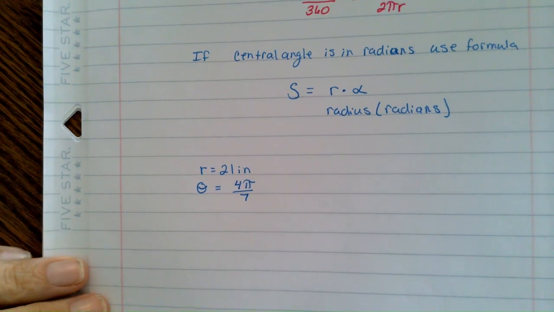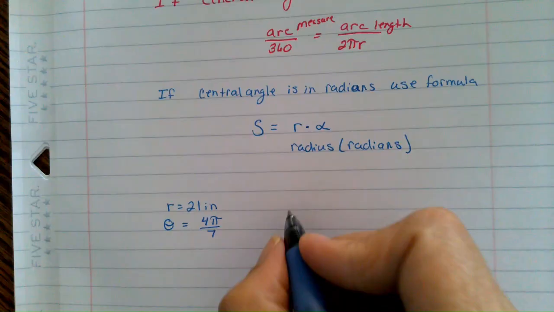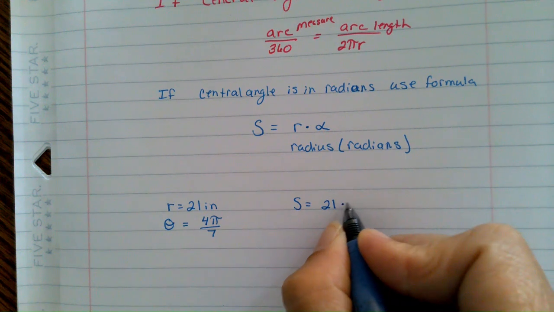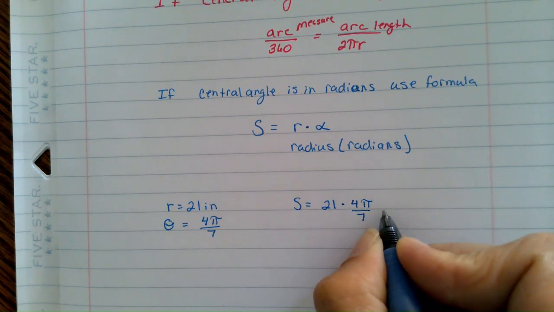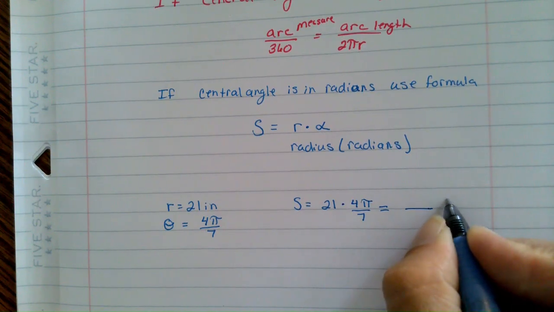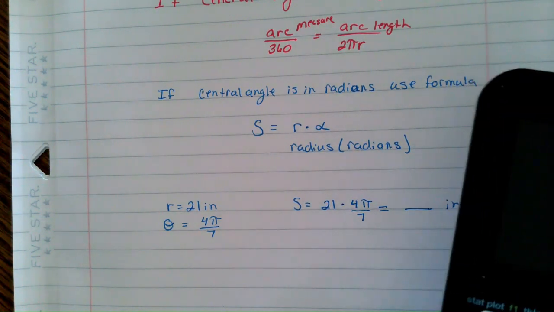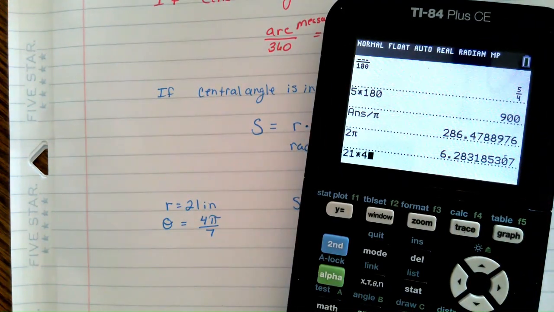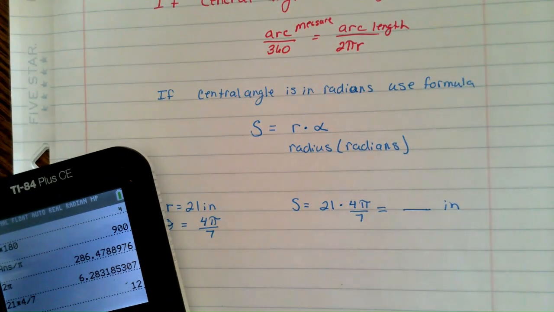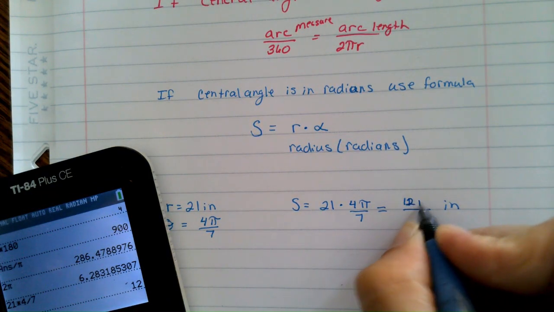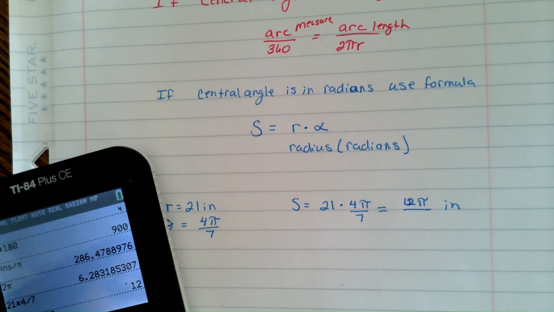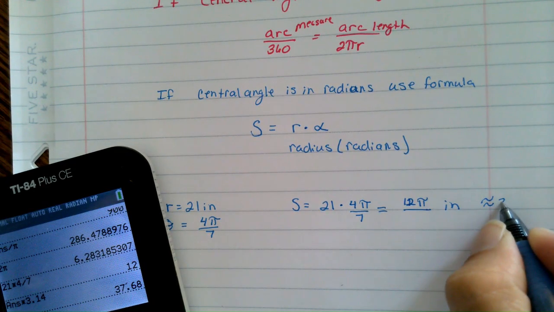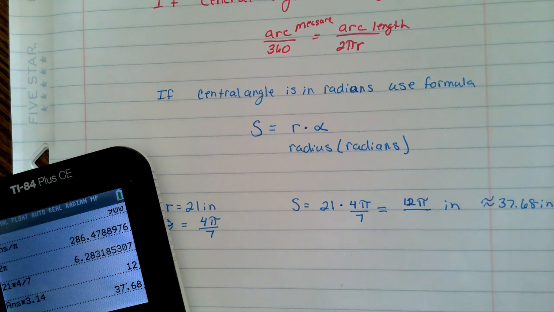So right there's no degree sign. That tells me that I have a radian measure. So to get my arc length, I'm just going to do radius, remember that's in inches, times 4 pi over 7. And that's going to give me blank inches. Notice I'm labeling. I'm not going to type the pi into the calculator. I'm going to leave it in terms of pi. 21 times 4/7 is 12. So it's approximately 12 pi inches, or notice my approximate symbol, 37.68 inches.